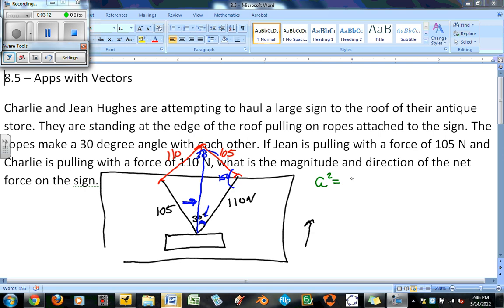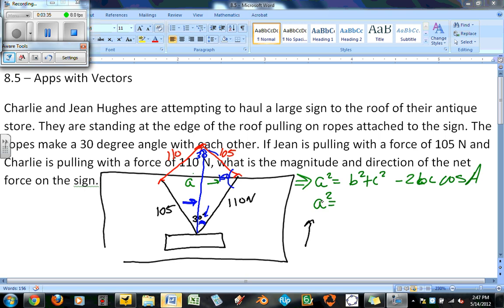It was a squared equals b squared plus c squared minus 2bc cosine of a. That was the law of cosines. Sorry if I called it the law of sines, I apologize. The law of cosines we're going to use. Okay, we're looking for a squared. A is the side opposite the angle given, so we're looking for that.